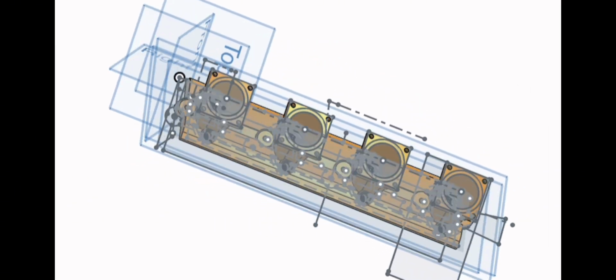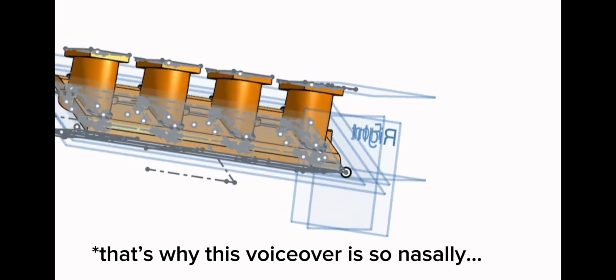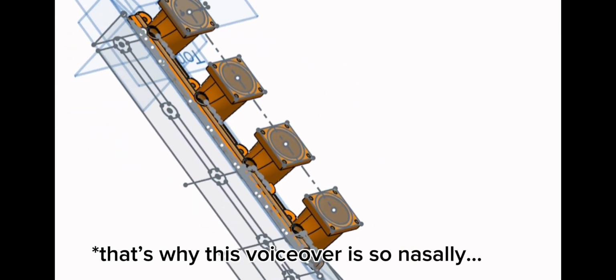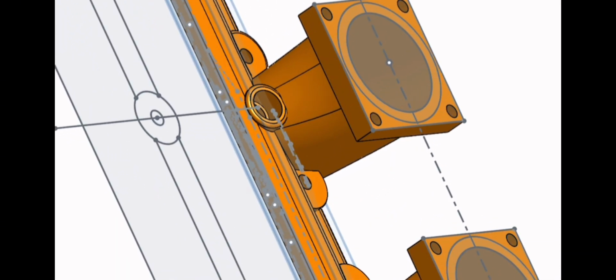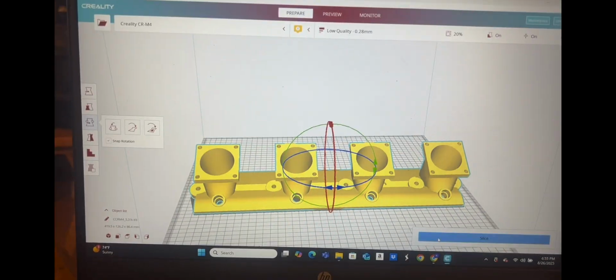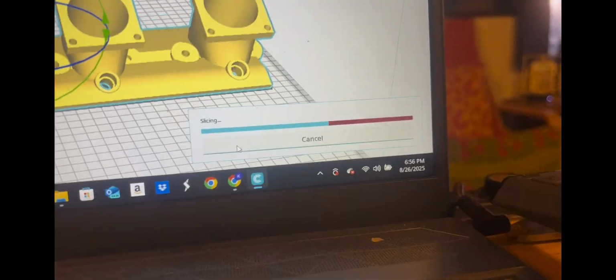And finally, after a long day sick at home, I finished designing the intake runners based off the specifications from ChatGPT. In a later video, we will be designing the throttle bodies themselves, but for now, let's send this over to the slicer and begin printing.